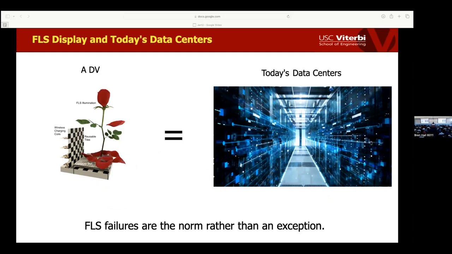At the end of the day, an illumination such as that rose shown over there consists of 65,000 FLSs. You can think of each FLS as today's server with rotors attached to it. First of all, it's miniaturized. Second, it has rotors attached to it so that it can fly. So it looks like a data center today. With today's data centers, I'm sure you've heard in your database course or in your systems course that failures are the norm rather than an exception. And the same applies here. These FLSs that are illuminating that rose will be failing on a continuous basis.